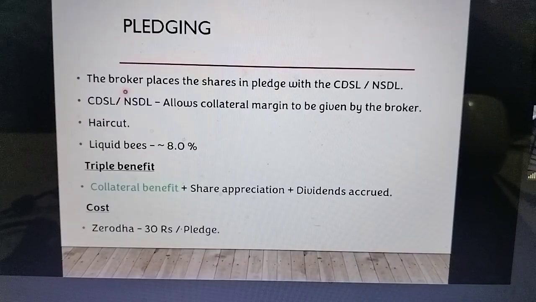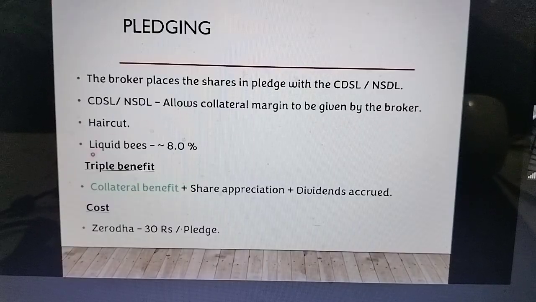What happens is whenever we place a pledge request, first the broker receives the request. The broker then passes on the request to NSDL or CDSL. Then CDSL or NSDL asks our confirmation whether to say yes or no. And then when we put an OTP and say yes, we want to keep it for pledging, then the NSDL or CDSL will consider that part of the shares as pledged shares and passes on the collateral margin, which will be given to us by the broker.